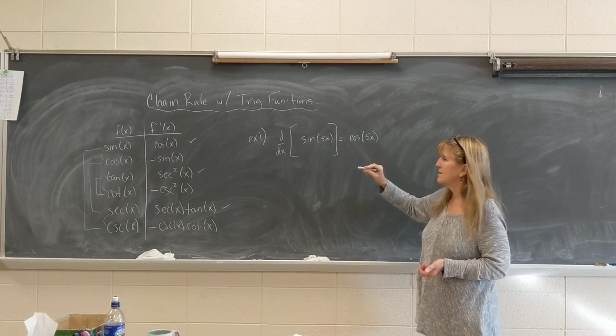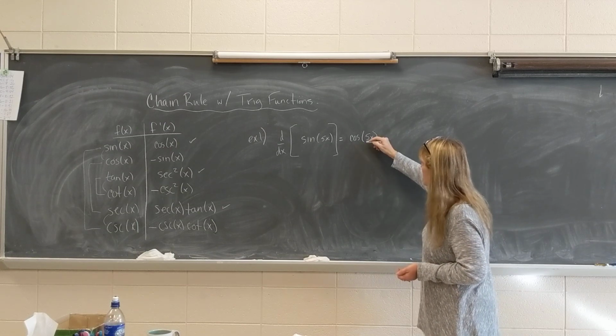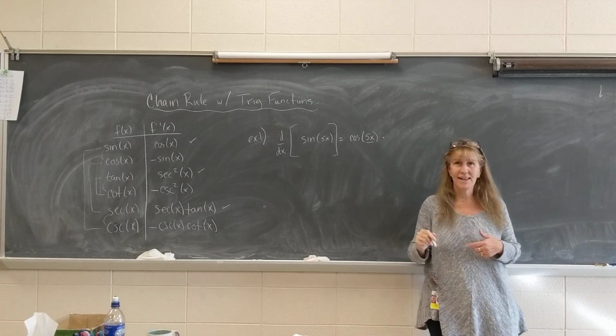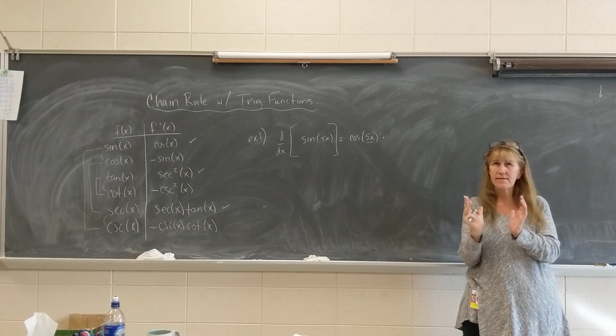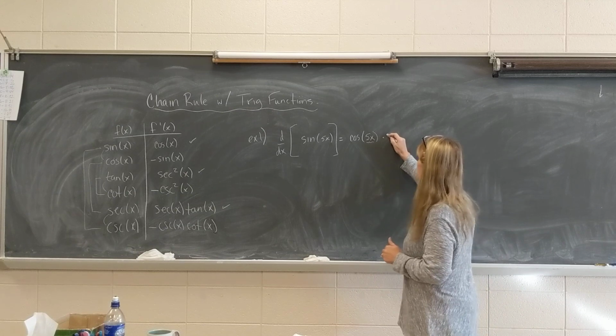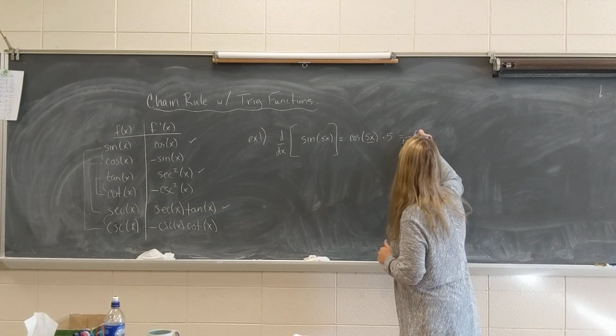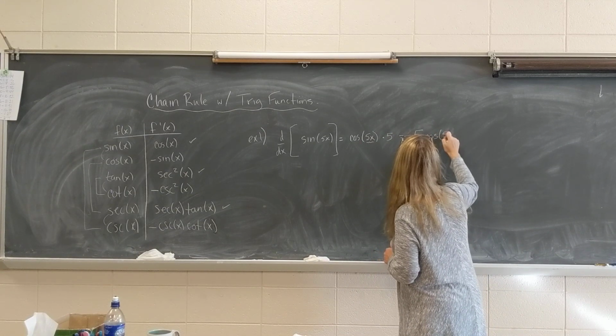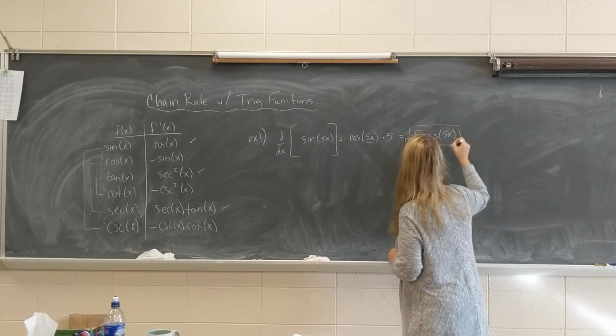So the derivative of sine of 5x is going to be cosine of 5x, but then I need to chase it with the derivative of my oogie boogie that's inside there. So I have a 5x in the parentheses. What's the derivative of that 5x? 5. So then I rewrite this and it ends up being 5 cosine of 5x.